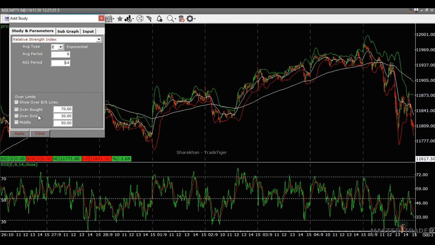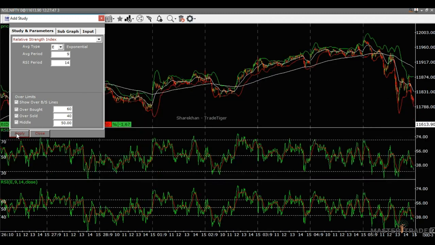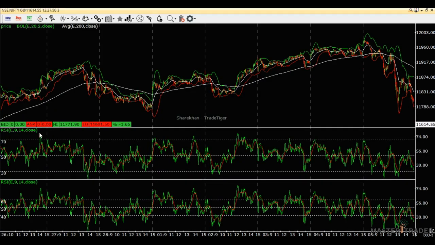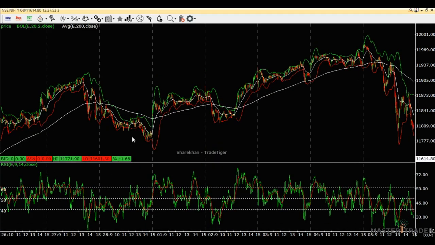Now when you come down here, you'll see this overbought and oversold. We want to change overbought to 60 and change oversold to 40, and then leave everything as it is. When you click apply, RSI will come below your chart like this. As you can see, these dotted lines are 60, 50, which is standard, and 40, which comes here below. So now we've plotted our two indicators.